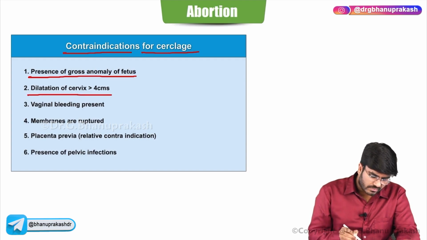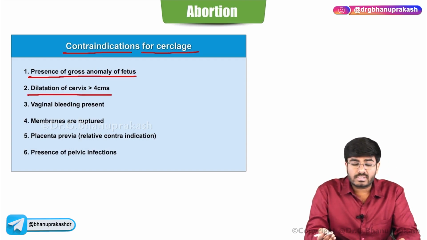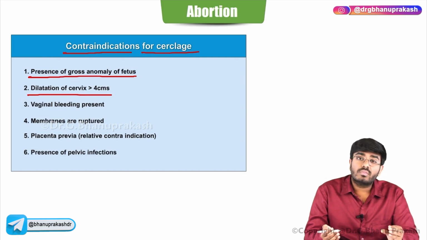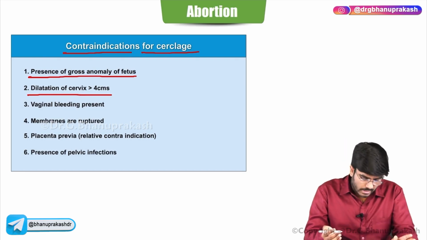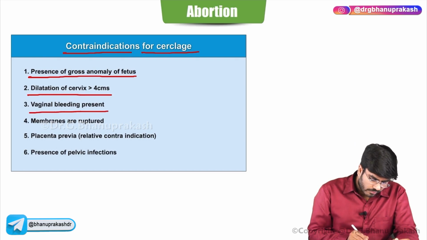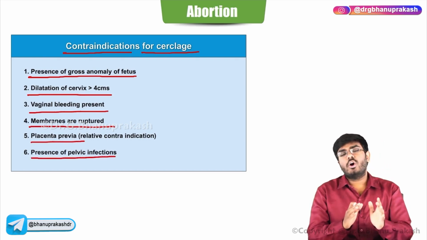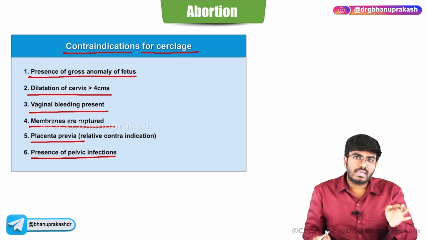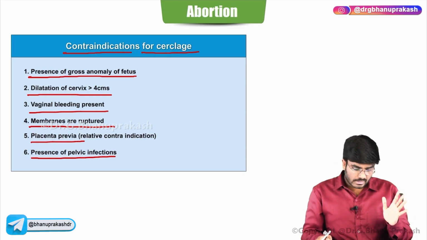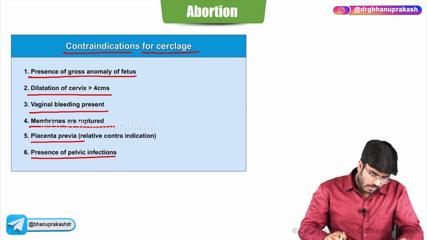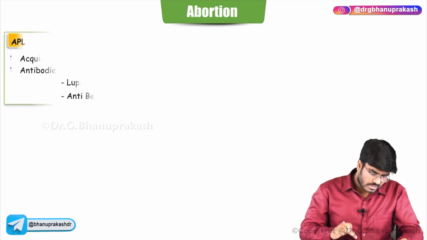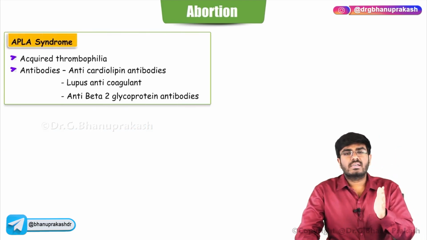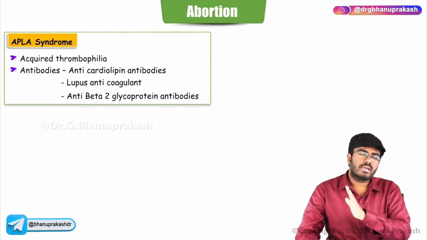If the dilation of the cervix is more than 4 centimeters, no cerclage. Vaginal bleeding, like if membranes are ruptured, placenta previa, or presence of any pelvic inflammation, in all these conditions, don't put any cerclage. Okay, these are the contraindications. Now, after this, let's talk about APLA syndrome. Cervical incompetence and cerclage are completed.